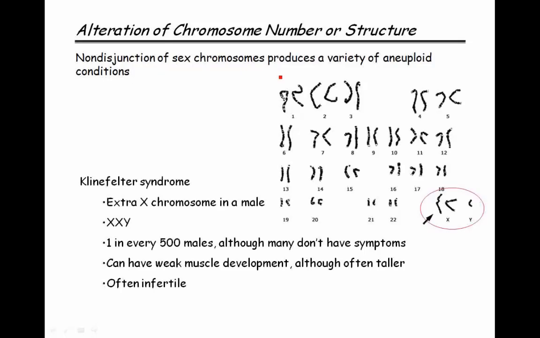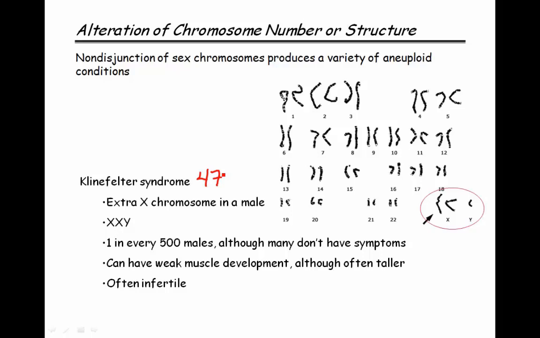Klinefelter's syndrome is the most common example we have of aneuploids with off numbers of the sex chromosomes. This is when you have an extra X chromosome in a male, so they are XXY. So they have a total number of chromosomes of 47. And if you look at the frequency here, this is 1 in every 500 males, and most do not have any symptoms whatsoever.